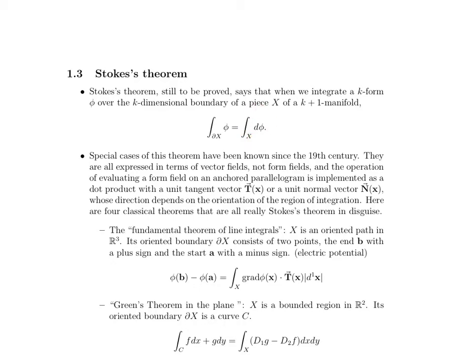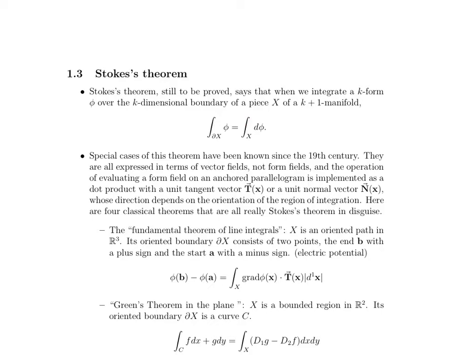But what's important to discuss here is that specific dimensional instances of this theorem have been known for a really long time, since the 1800s. Usually they're all expressed in terms of vector fields. They don't use differential forms to explain them, and in fact they were discovered before differential forms became an instrument or a tool that people use to study this particular area.